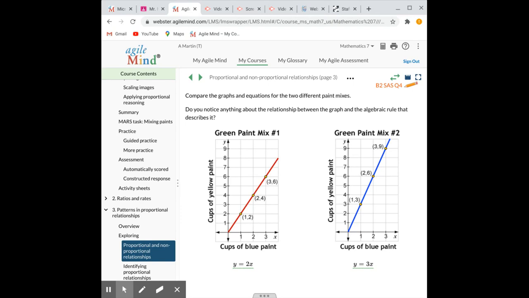It's kind of more slanted. It is. Yeah, it's not as steep. All right. And why is it not as steep? Because it's counted times 2. Correct. So there's 2 cups of yellow for every 1 cup of blue. So why is graph 2 steeper? Because every 1 cup of blue is 3 times the amount of yellow.